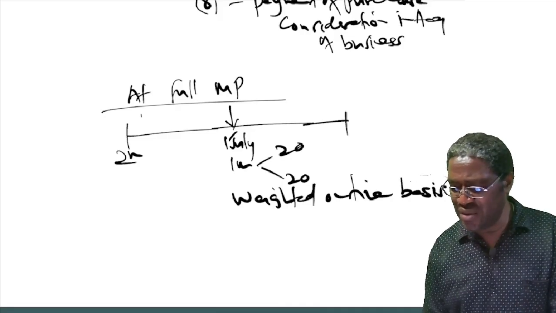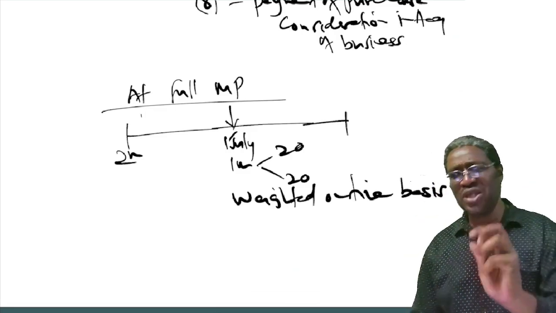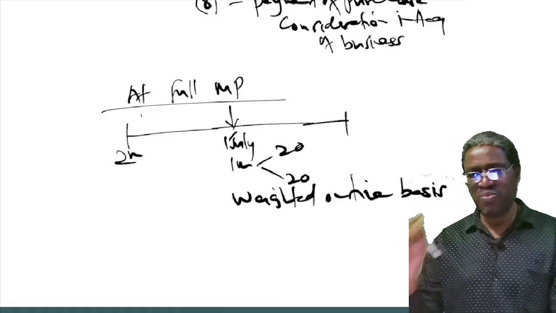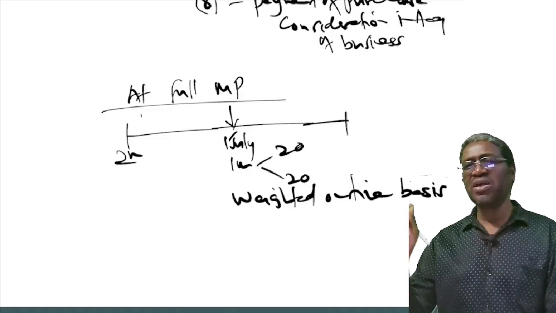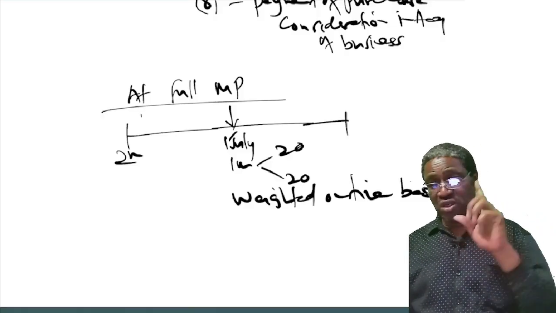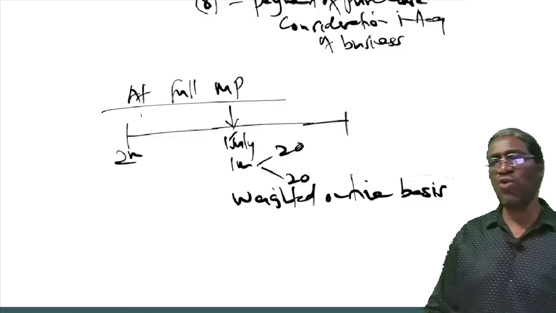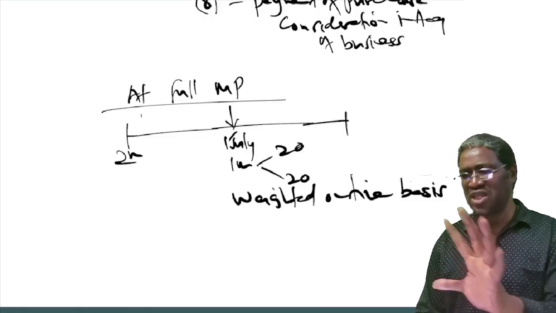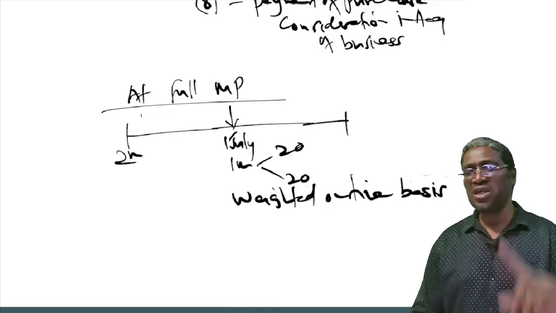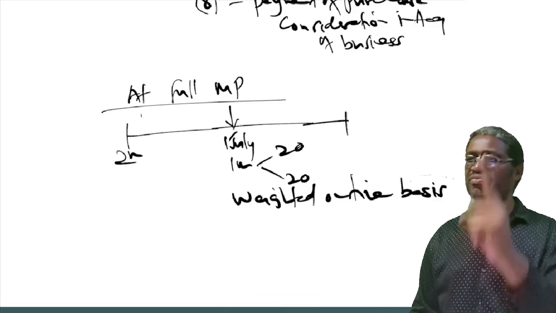That is the key important point. So if you are putting down a summary, you can put down a subtopic there, at full market price. Then you just write the words, they should be weighted on time basis. That is the most important. If you are putting down the summary of the key important point, that is the only important point when it comes to shares being issued at full market price. You're only required to remember that they should be weighted on time basis.